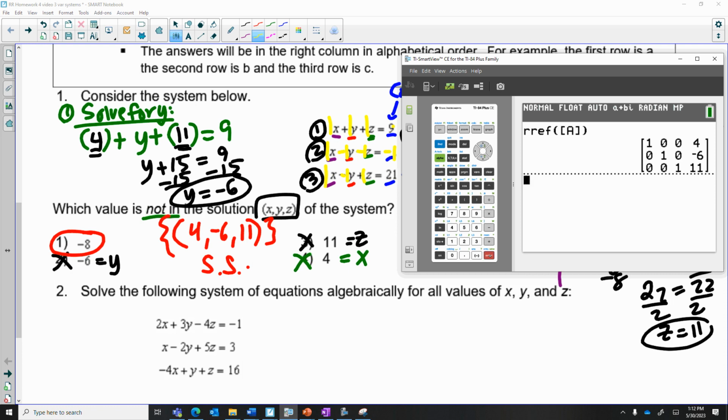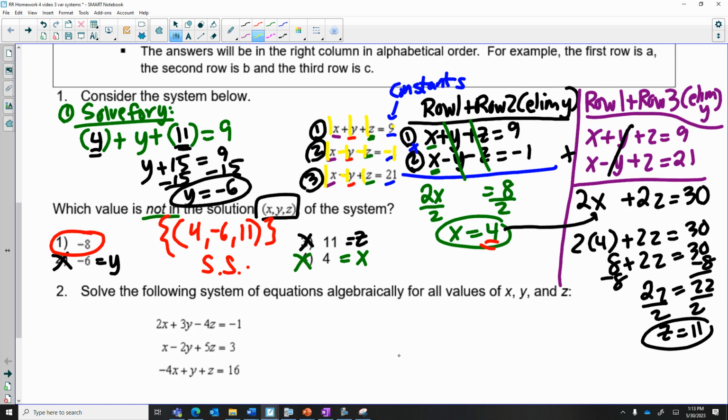When you hit enter, you're going to get this matrix, and specifically you care about the right-hand column, where it says 4, negative 6, 11. That is the answer to our solution set. So x equals 4, y equals negative 6, and z equals 11. That's exactly what we got by hand. So that is nice if you remember what buttons to press for this.